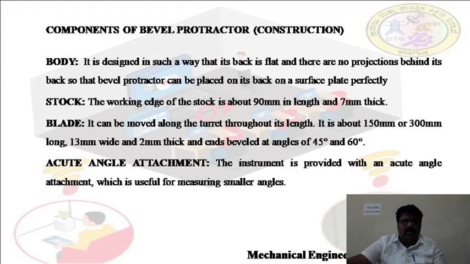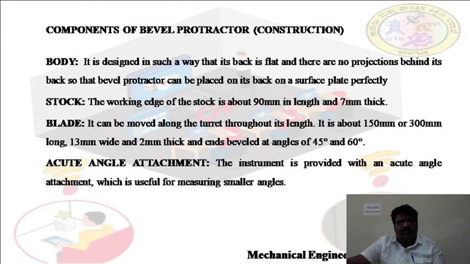So what is the body? The body is designed in such a way that its back is flat and there are no projections behind its back, so that the bevel protractor can be placed on its back on a surface plate perfectly, right? Another component is called the stock. The working edge of the stock is about 90 mm in length and 7 mm thick. And you have the blade. The blade can be moved along the turret throughout its length.